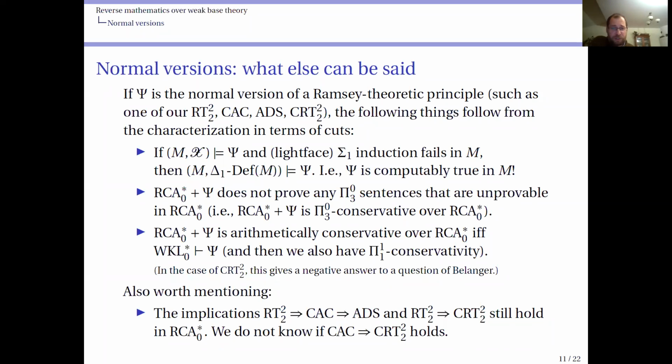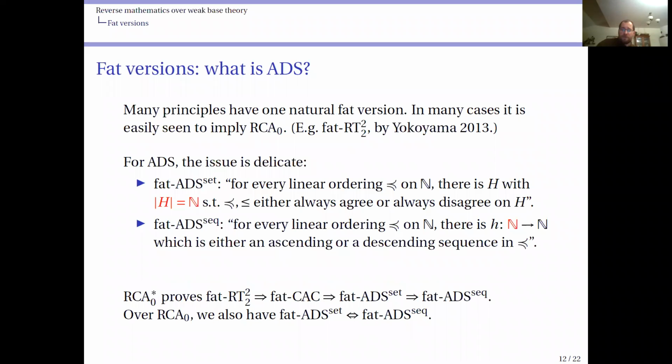But it looks pretty challenging. So at least one of the implications that we had seems to break down over a C0 star, but it remains to be seen. So that's as much as I wanted to say about these normal versions, but let me get to the fat ones.